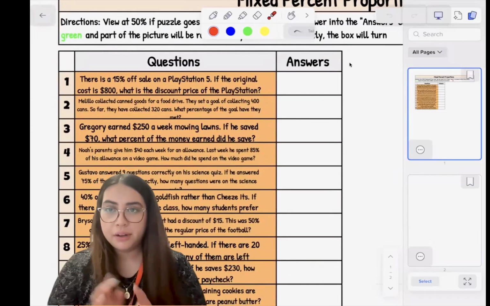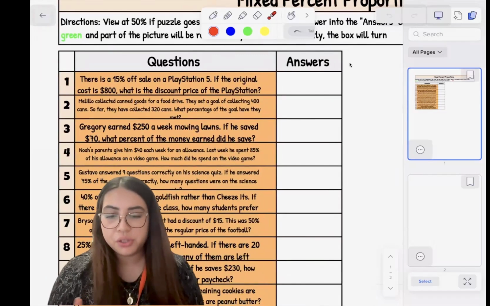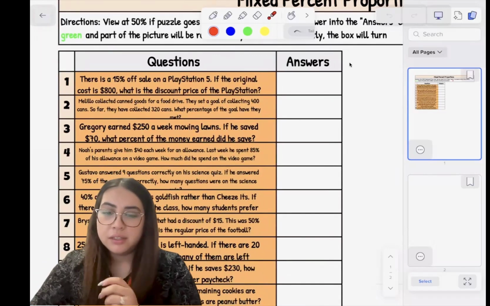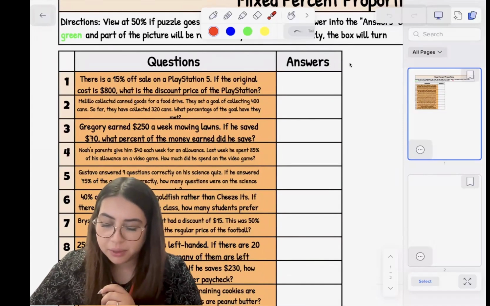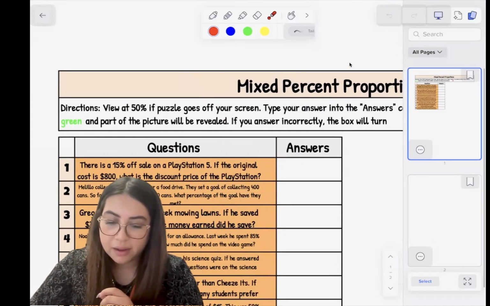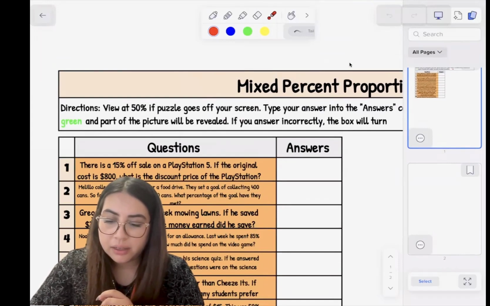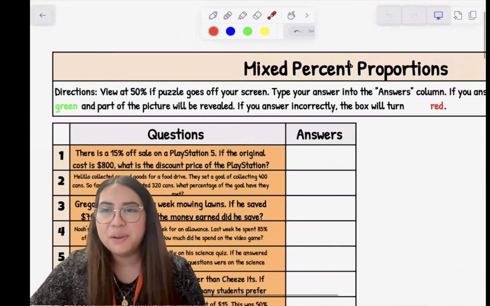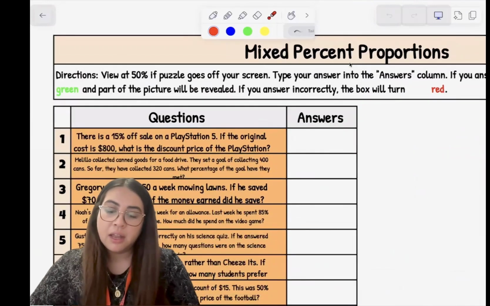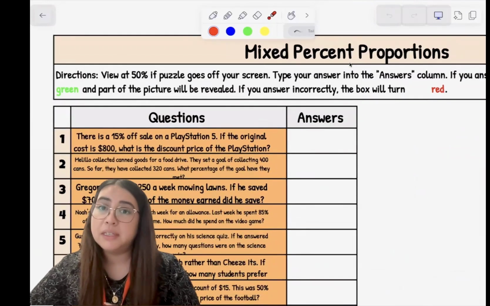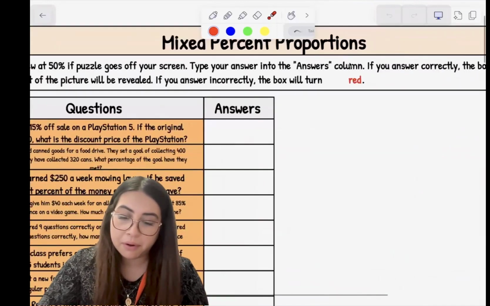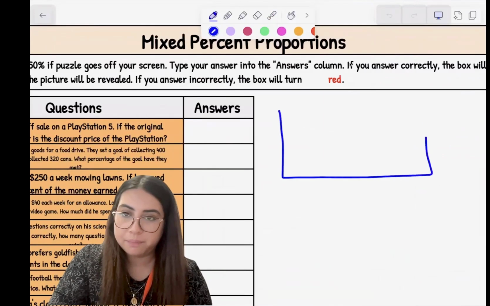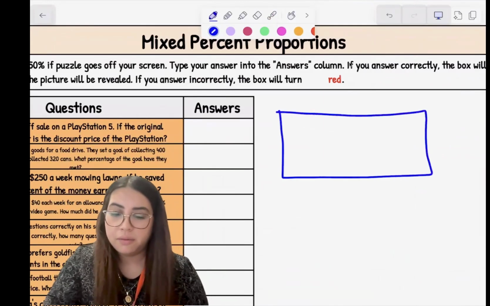Okay, guys, I'm going to go ahead and do two of the problems with you over percent proportion. I know it's been a minute since we have looked at problems like this, so I definitely want to make sure that we remember how to do this. I'm going to call back to when we did proportions. If you remember, we set up a box.